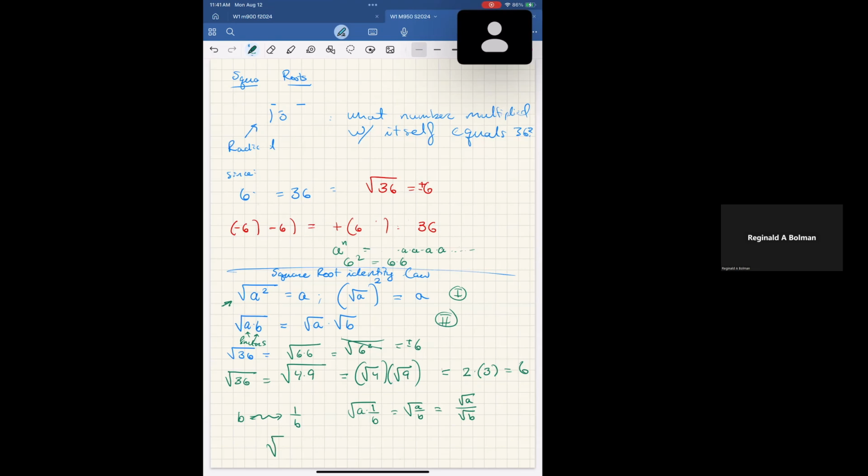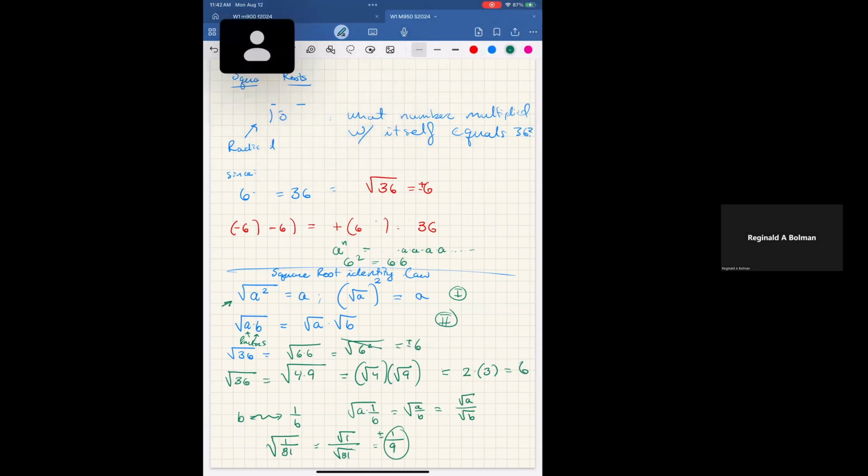So suppose you had the square root of 1 over 81. What's going to happen is the square root will apply over the top number, and then the square root will apply over the bottom number. Square root of 1 is 1. Square root of 81 gives you 9. So in this case, plus or minus 1 over 9 will be your answer.